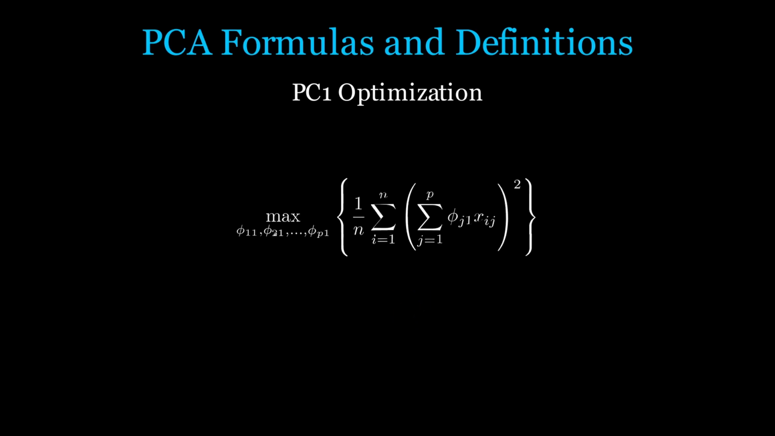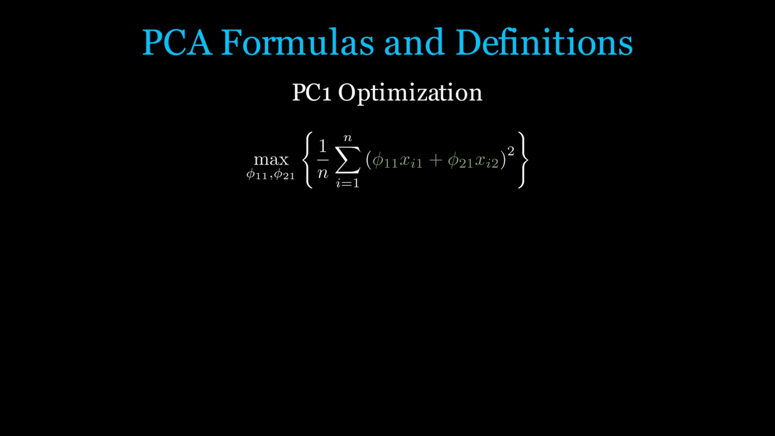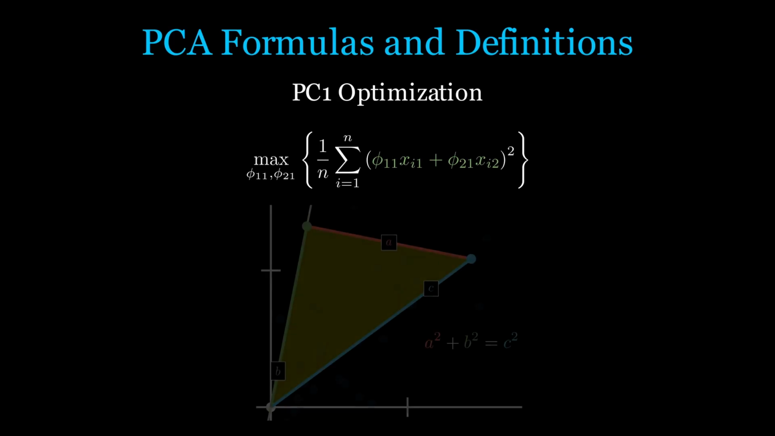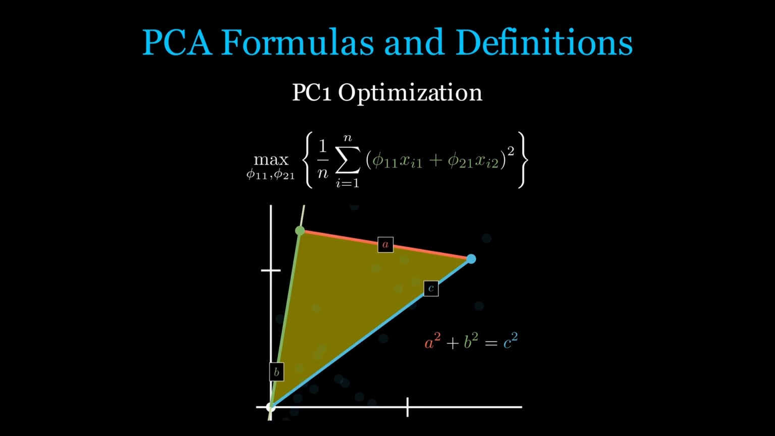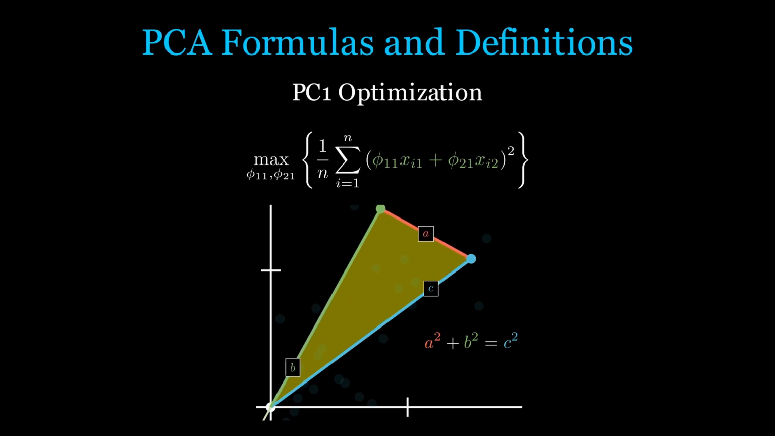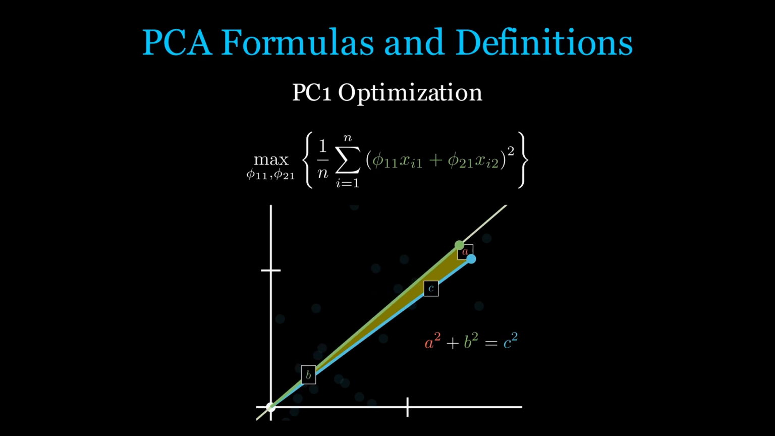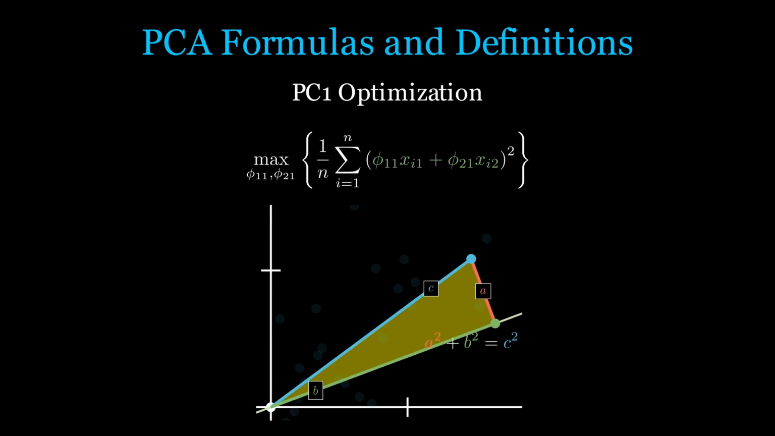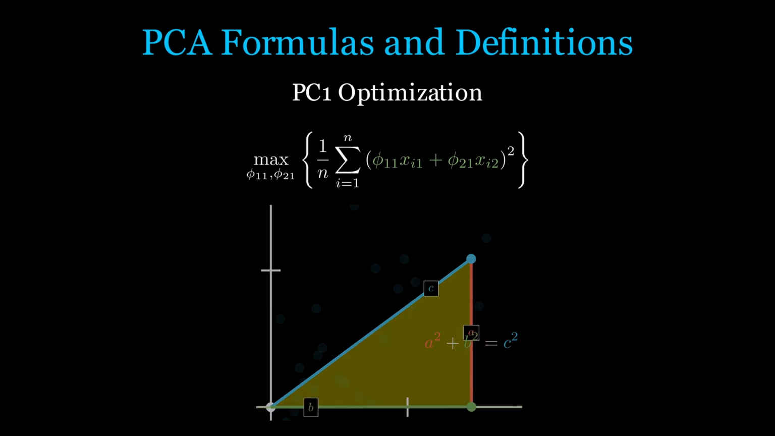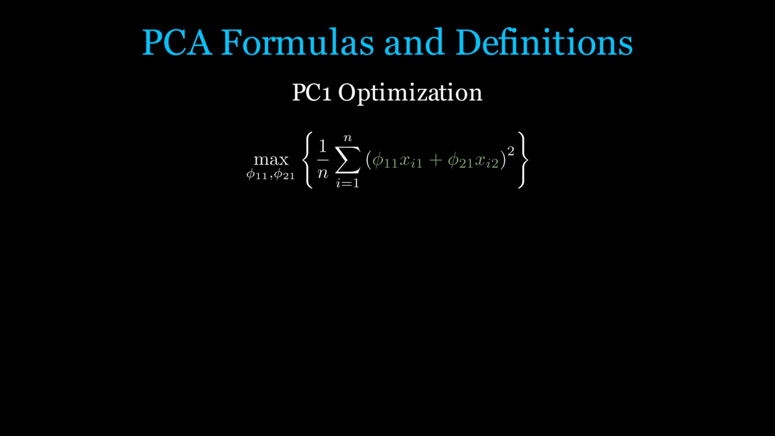So now, let's plug in p equals 2 and tie it back to the triangle we visualized earlier. Looking at the term in green, this represents the green leg B of the right triangle we visualized earlier. So if we maximize the length of the green legs for all n observations, we are also maximizing the variance of the scores for all observations. I hope this understanding helps you visualize and conceptualize the process of finding the first principal component. In the next video, we'll finish up this two-part series by exploring some other properties related to principal component analysis.